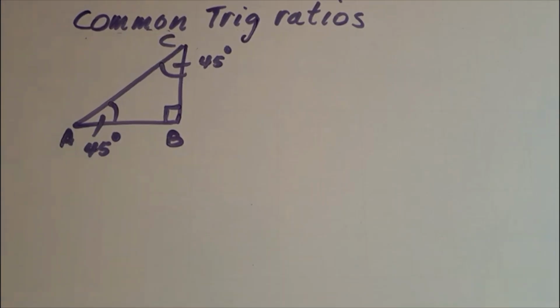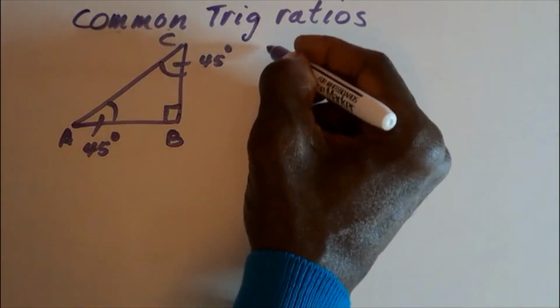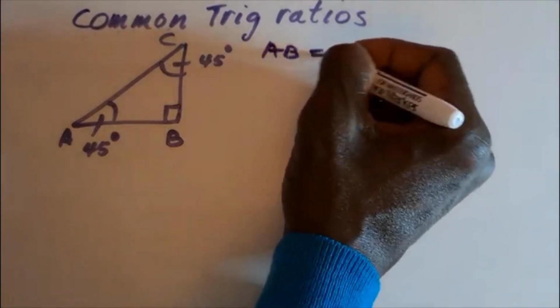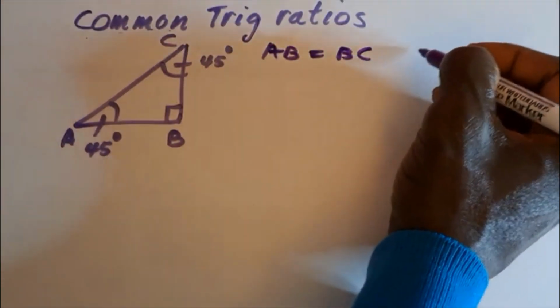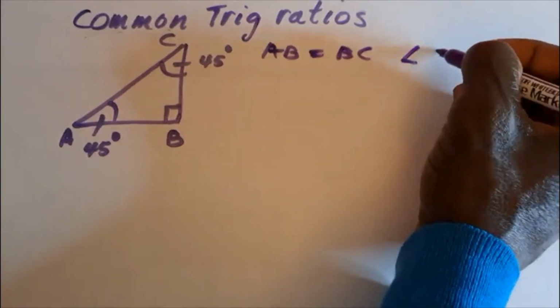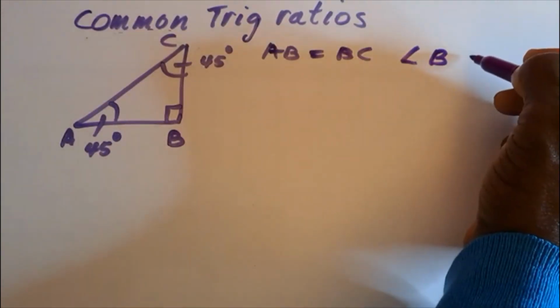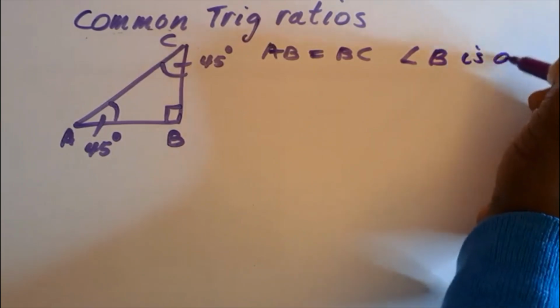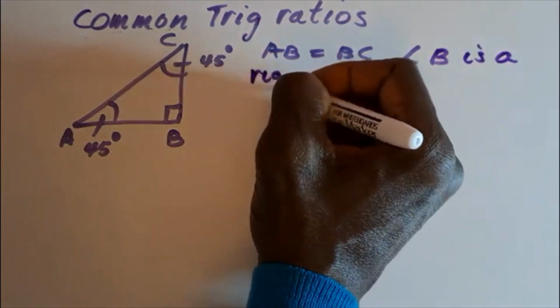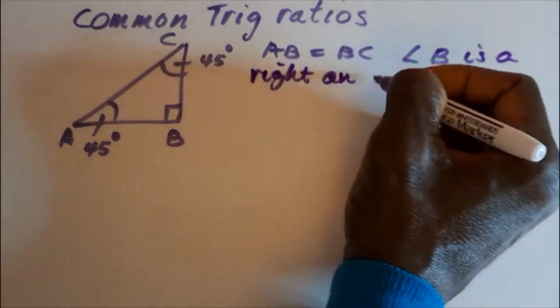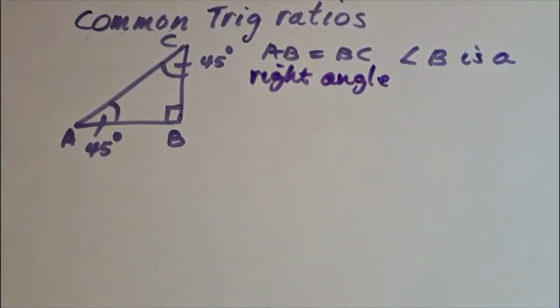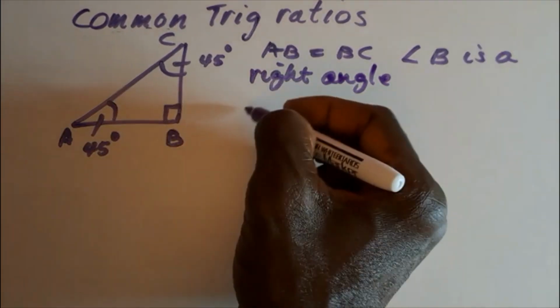Hi. So we've got just a few more common trig ratios. This time we'll use a right angle triangle where we have AB is equal to BC, and angle B is a right angle, as indicated here. So AB equal to BC is equal to 1 unit.